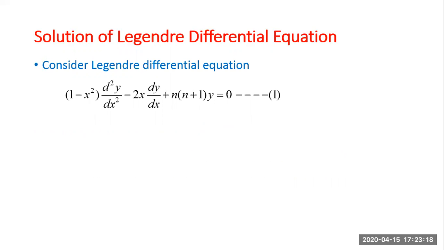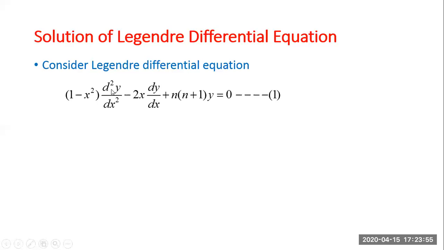So consider the equation (1 minus x square) d square y by dx square minus 2x dy by dx plus n into (n plus 1) y is equal to 0. Let me call it equation number 1. The coefficient of d square y by dx square is 1 minus x square. If I substitute x is equal to 0, it is a non-zero term. If the coefficient of d square y by dx square is not equal to 0 for x equal to 0, then x equal to 0 is called an ordinary point.